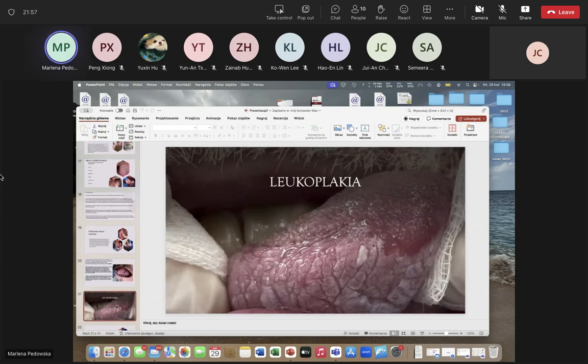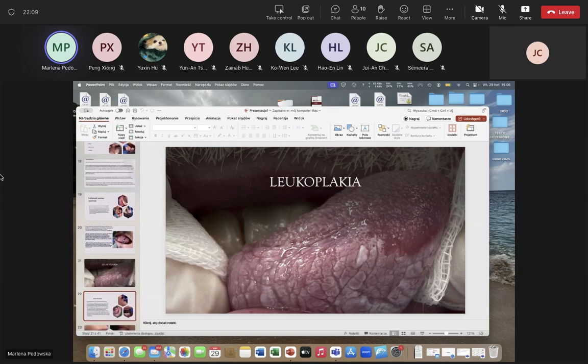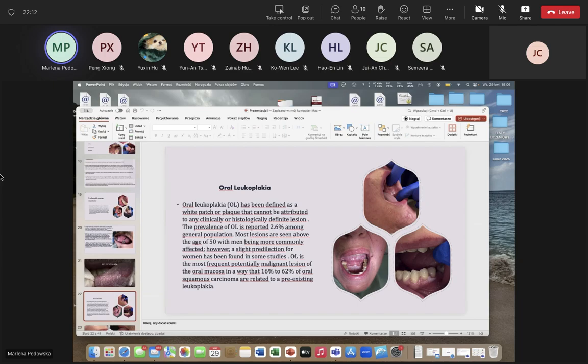And leukoplakia. Leukoplakia is the next white lesion, which is quite common in the oral cavity. When we find dysplasia in the leukoplakia, we treat it as a precancerous state. The definition is pretty old and pretty non-specific, because it's any white lesion which cannot be qualified into a different category.